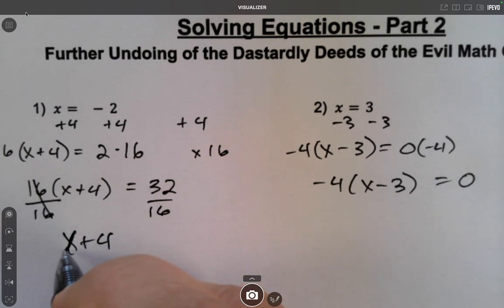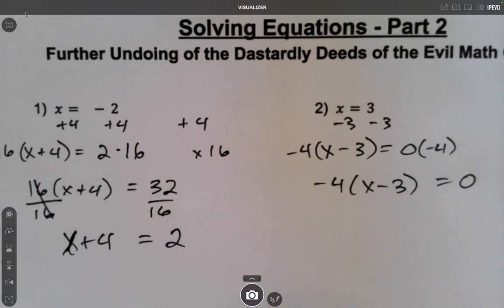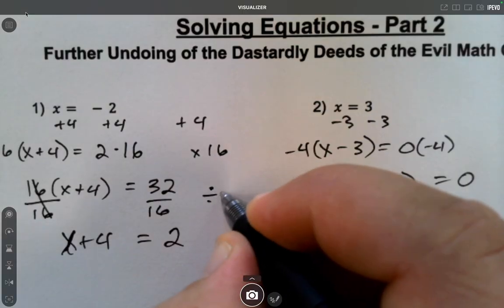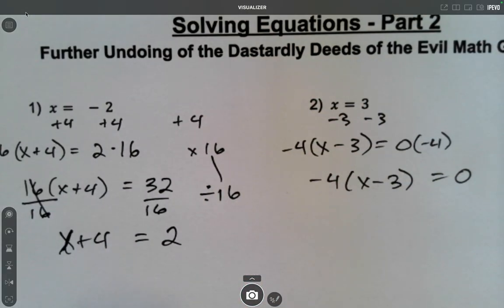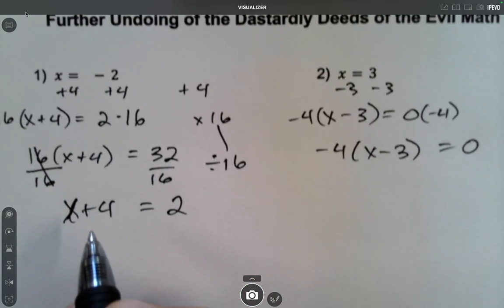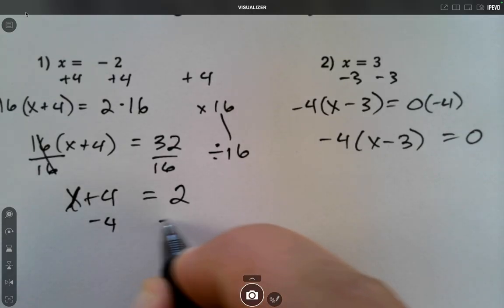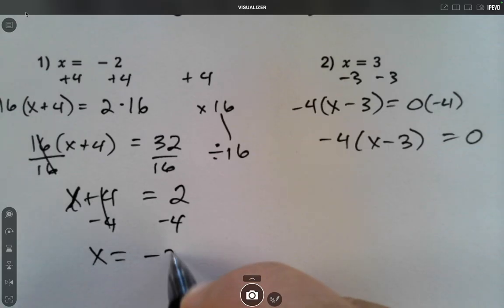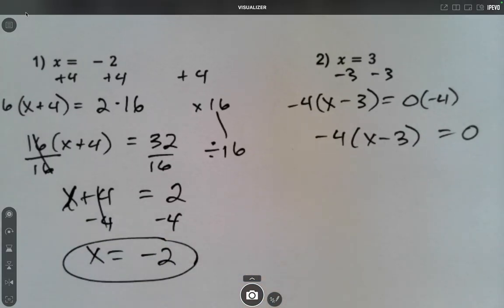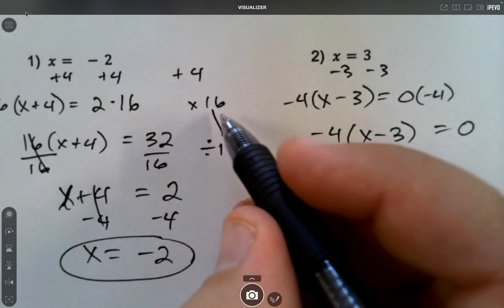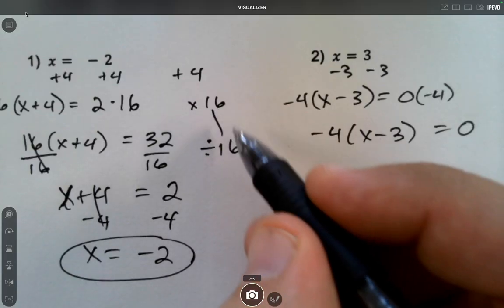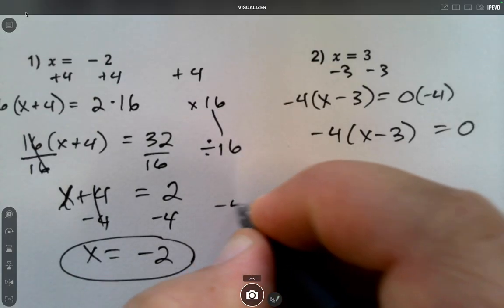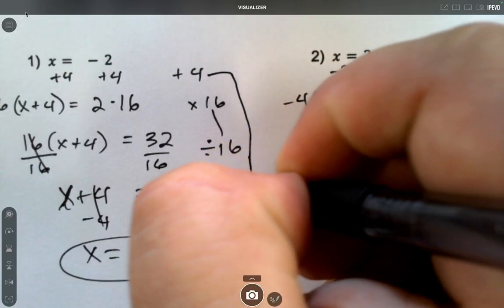That gives me x plus 4 equals 2. So the 4 is being added to the x, so we need to subtract it. So we'll subtract 4 from both sides, and we get the answer, which is x equals negative 2. So we did the opposite of his multiplying by 16 by dividing, and did the opposite of his adding 4 by subtracting 4.